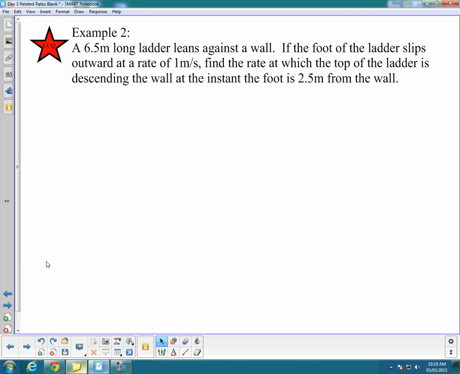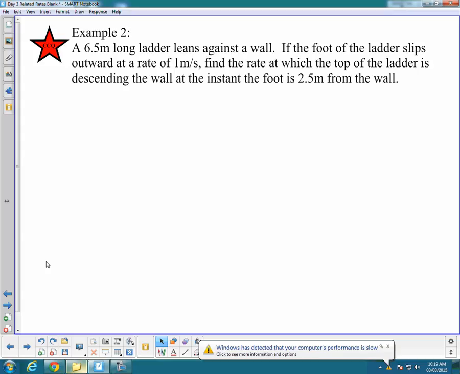Our next example is another classic calculus question. It says a 6.5 meter long ladder leans against a wall, and if the foot of the ladder slips outward at a rate of 1 meter per second, find the rate at which the top of the ladder is descending the wall at the instant the foot is 2.5 meters from the wall.